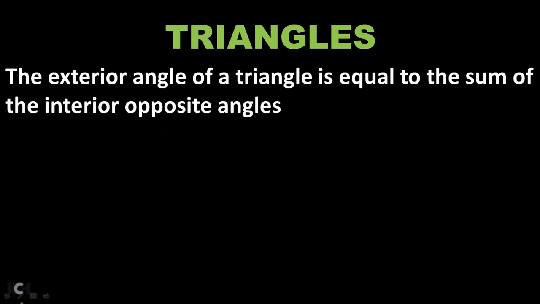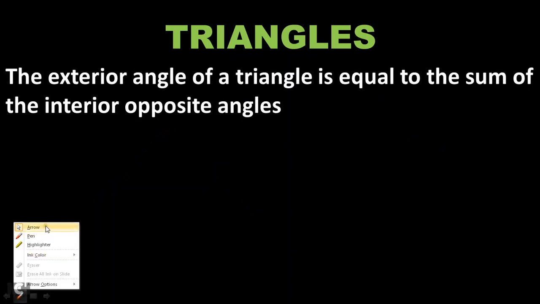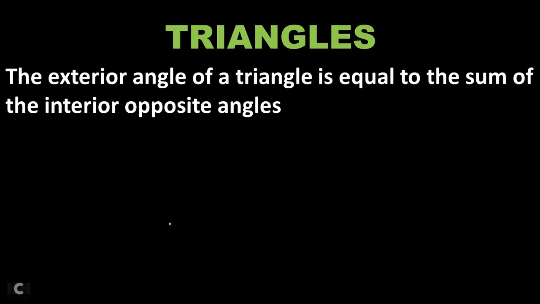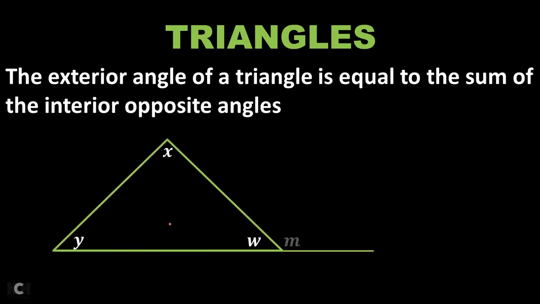Now, suppose we have a triangle with an exterior angle this time. So we will have this statement: the exterior angle of a triangle is equal to the sum of the interior opposite angles. So suppose we have a triangle now with an exterior angle M right there.